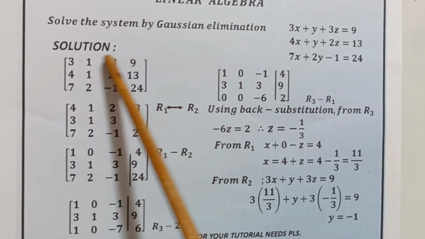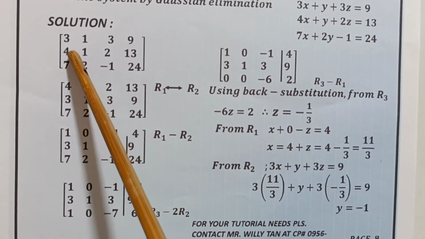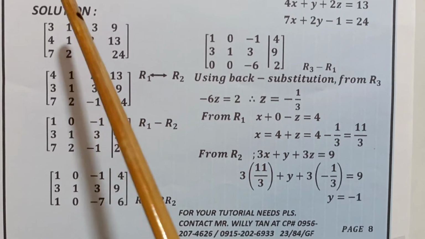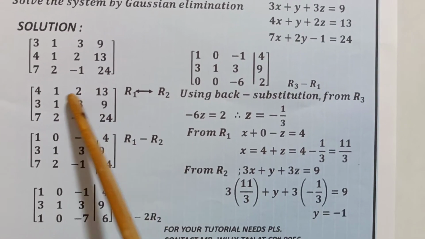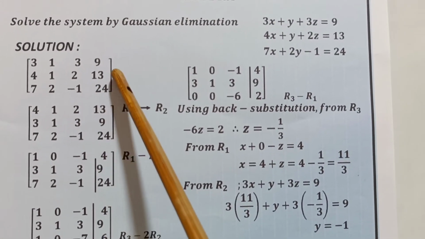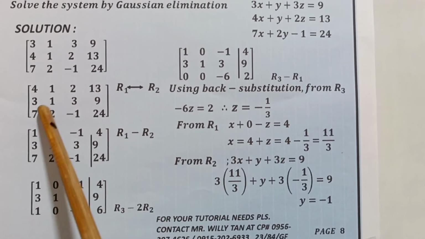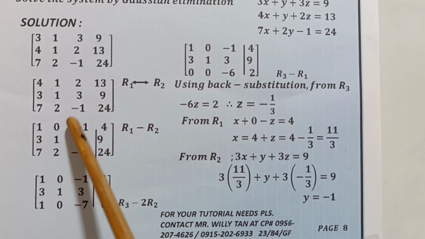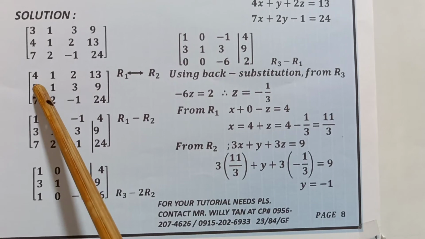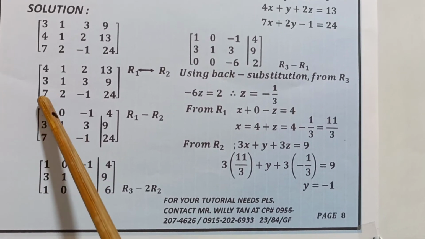So after studying this carefully, we want to transform this into the row echelon form. To do that, we need a positive 1 in our first row. So we just interchange row 1 and row 2 and get 1, 2, and 13. You just copy 3, 1, 3, and 9, 7, 2, negative 1, and 24.